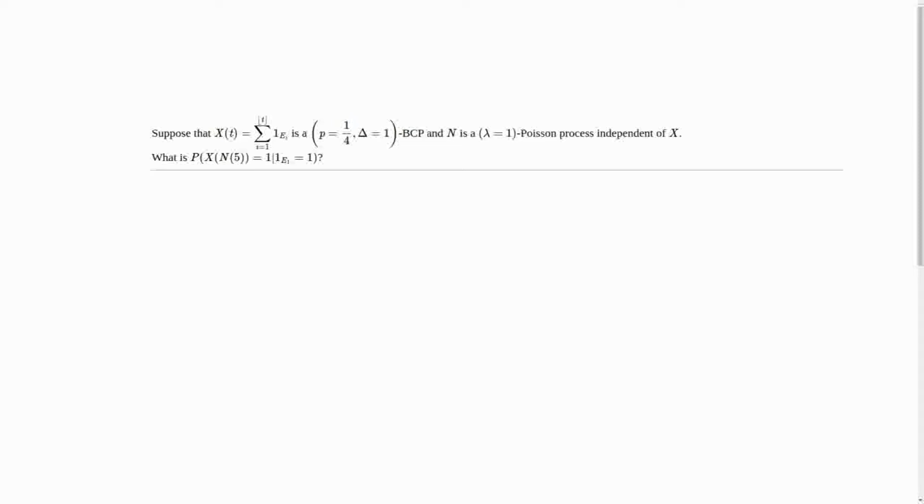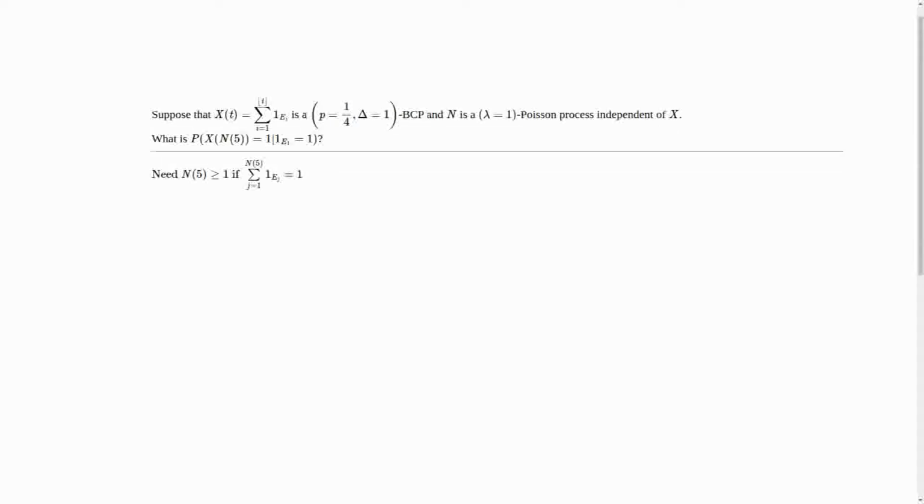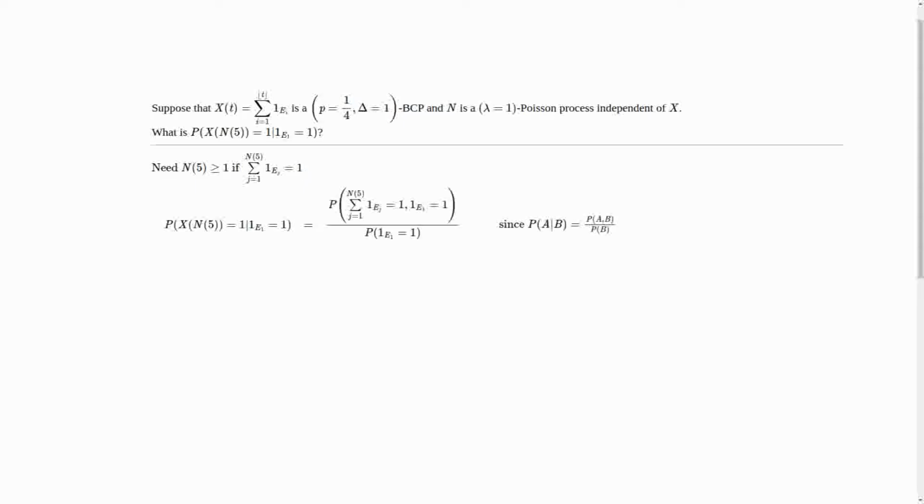We were asked to find the probability that X of N_5 is equal to 1 given that the first trial is successful. So given E_1, or given the Bernoulli 1_{E_1} is equal to 1. So we need to have at least one trial to be able to have had one success. So we need N_5 to be at least 1, and we need the sum up to N_5 of 1_{E_j} to be equal to 1. And we need N_5 to be at least 1 for that sum to be 1. And now we can look at the probabilities.